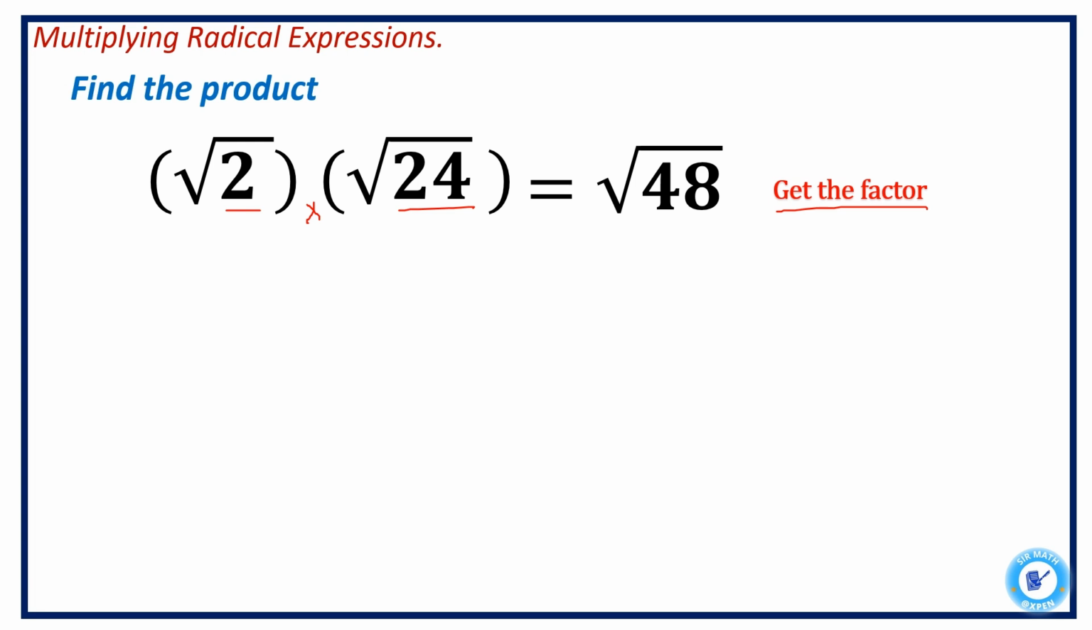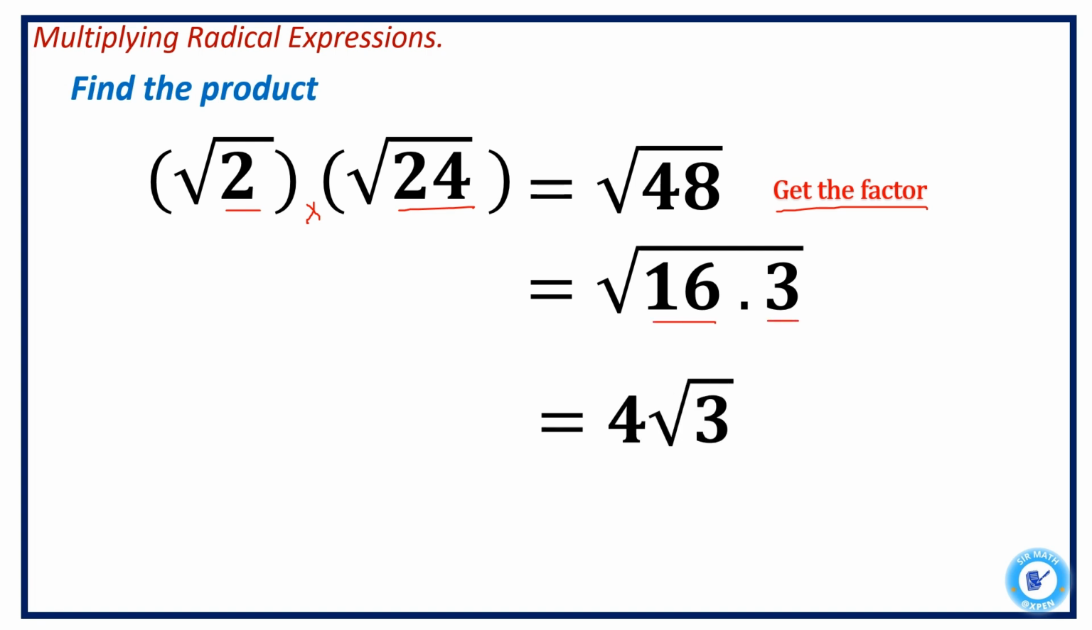One of the factors must be a perfect square, and thus, the factors having the perfect square are 16 and 3. Step number 2. Find the square root of 16, and the square root of 16 is equal to 4. And thus, that 4 must be outside the radical symbol. Then, copy the remaining radicand to get your final answer.